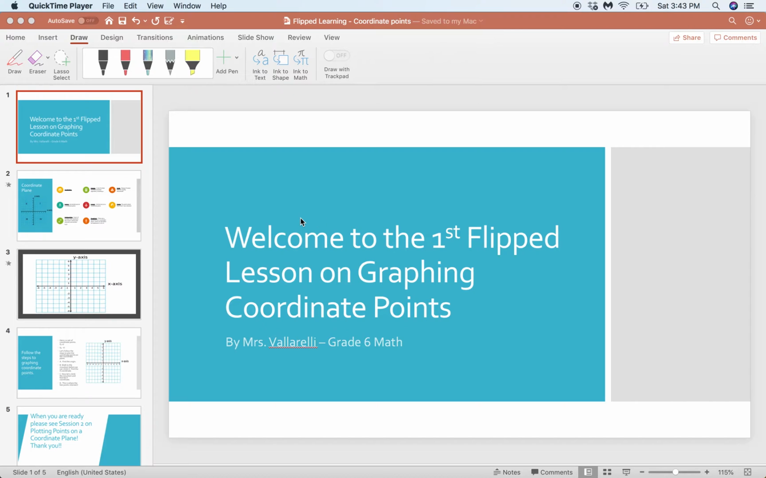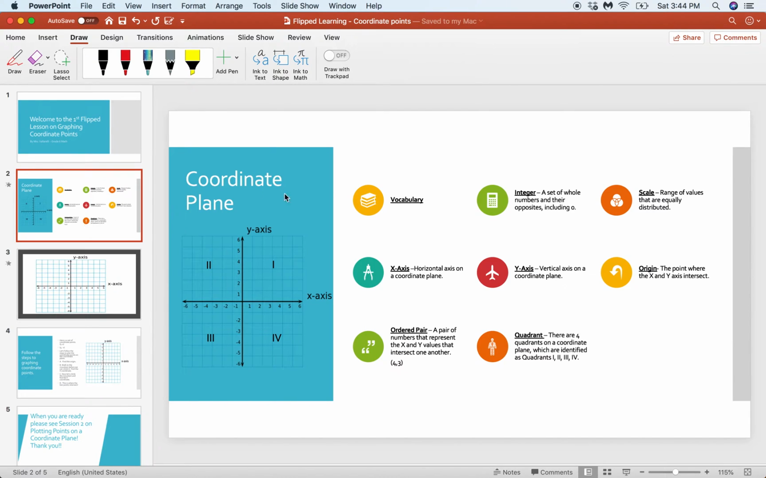So let's get started and take a look at some of the vocabulary words that you should really recognize as we move forward in the lesson. Our first vocabulary word is integer. Integer should be pretty familiar, as you had integers in our first unit in 6th grade. An integer is a set of whole numbers and their opposites, including 0.